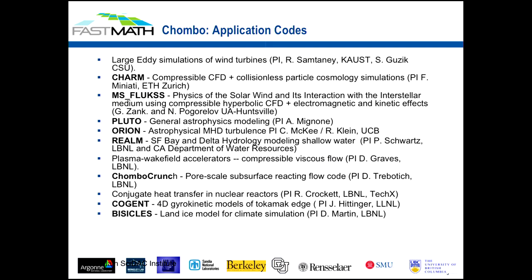So straight from the experimental setup, and then they run a perfusion problem physically on that, and then we run a model from that, and we try to generate subgrid models from that type of calculation. We had a conjugate heat transfer problem for reactors. Cogent does, it's a fusion modeling code for doing edge plasmas. And Bicycle is a land ice code, so that's an active SciDAC project right now.